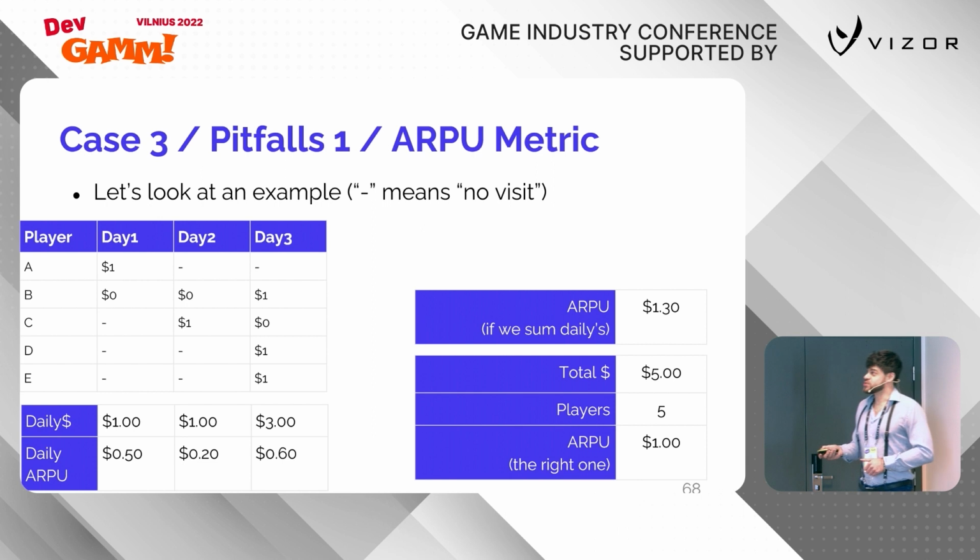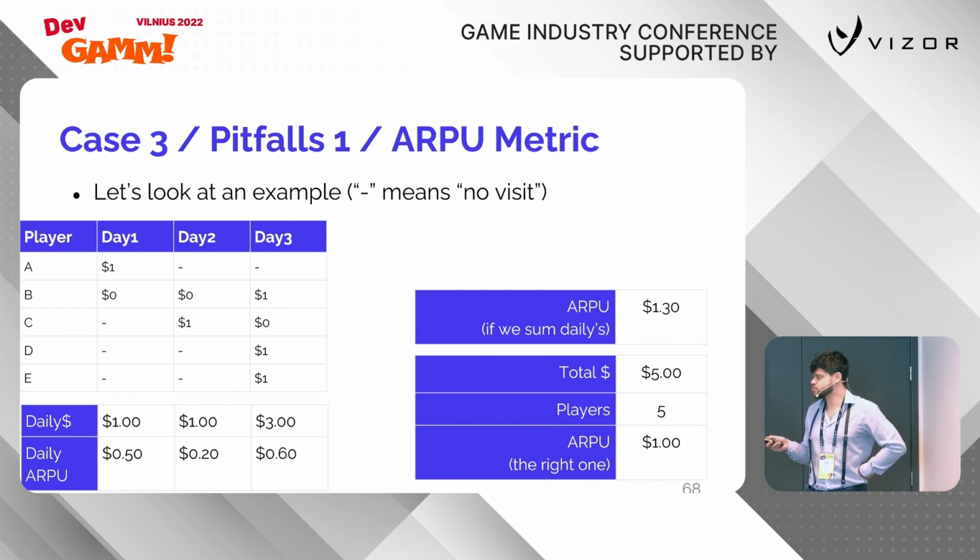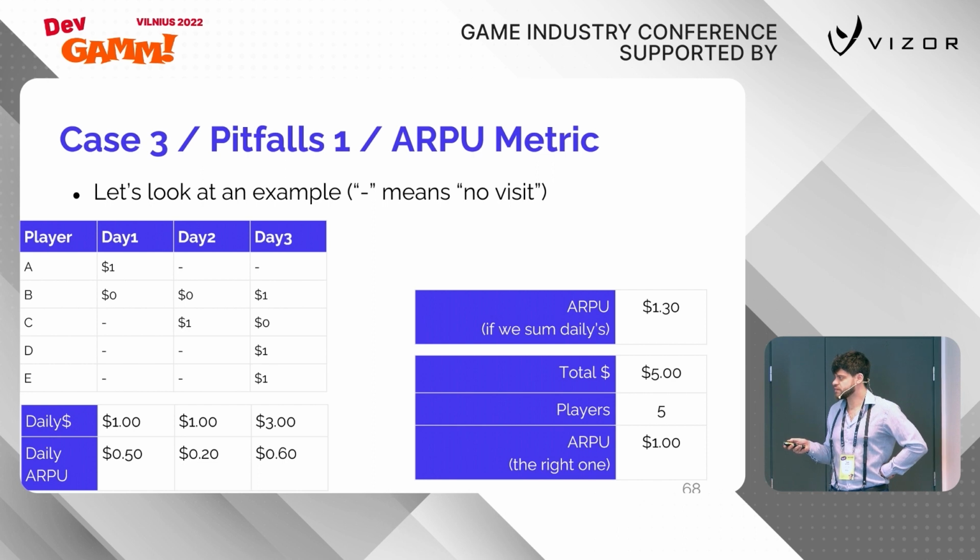Because let's look at the example. We have 3 days, right? During the first day, player A left $1, player B left $0, but he had played the game. The other 3 hadn't played. During the second day, B didn't pay as well, but during the third day, B had left $1, and we also had players D and E, which also left $1 each.